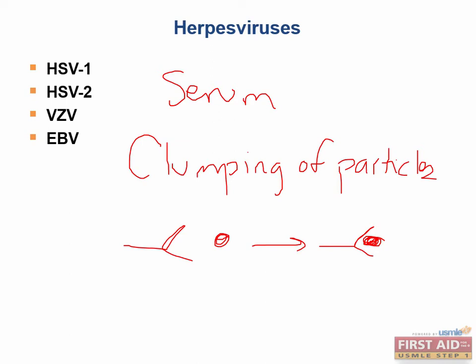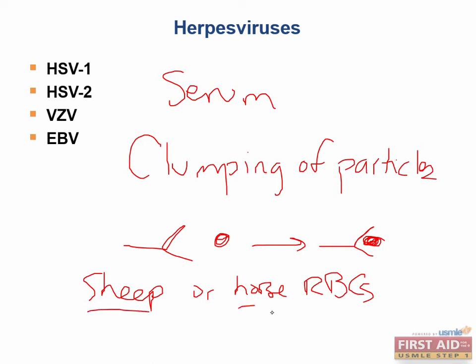In patients with EBV infection, their immune cells produce heterophile antibodies that bind to antigens found on sheep or horse red blood cells. So you can imagine that when you add the serum of a patient infected with EBV to a vial with horse or sheep red blood cells, agglutination occurs, and that is recorded as a positive test. So just to review, when you take the serum from a patient who has EBV infection, that serum, when mixed with sheep or horse red blood cells, leads to clumping of the particles, also known as agglutination, and it is read as a positive test.